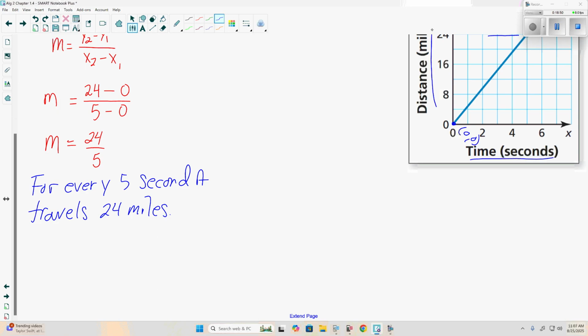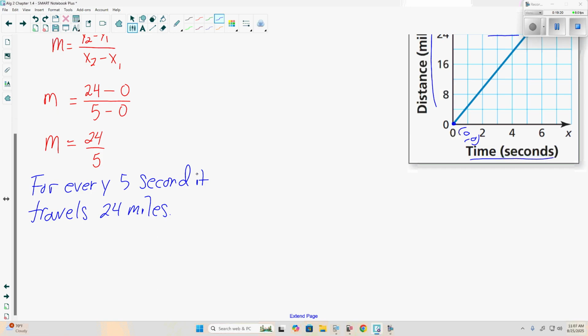So it tells us in the graph. Normally, I mean, we could say for every 24 miles, it takes us 5 seconds. Normally, we want to put the x first, the independent variable, the one that's changing. So for every 5 seconds, it travels 24 miles. So for every 5 seconds, we're traveling 24 miles.